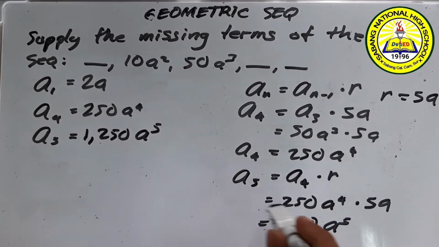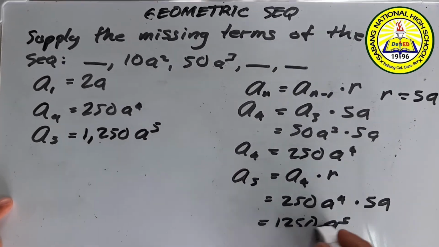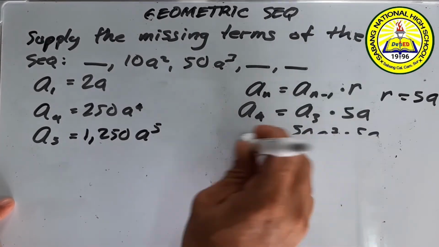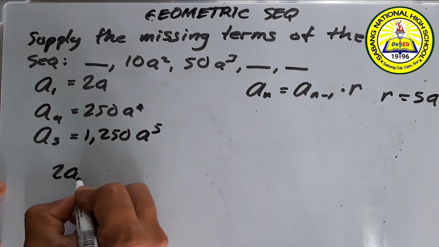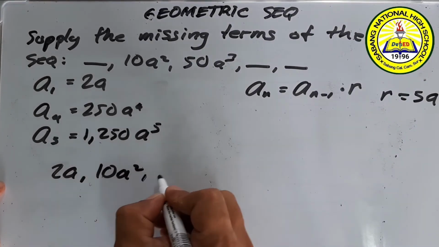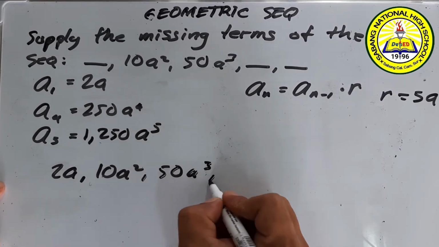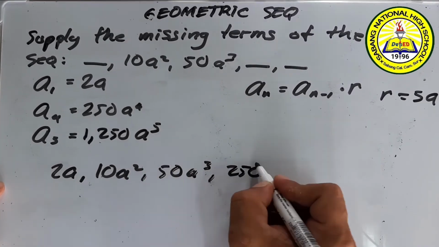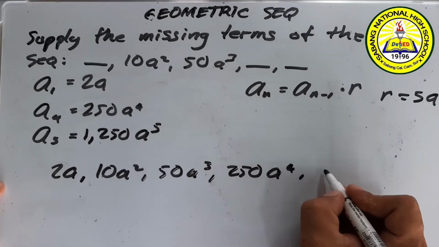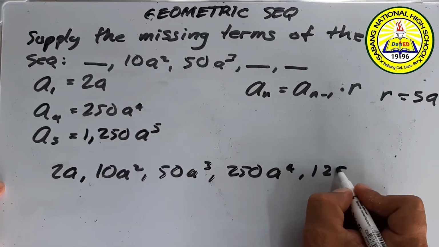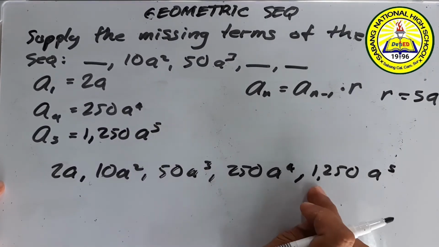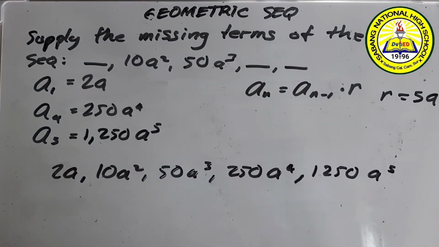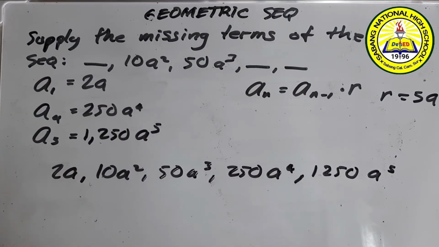Okay. So let us now write the answer for this problem. The first 5 terms now are 2a, 10a squared, 50a cubed, 250a raised to the fourth, and 1250a raised to the fifth power. Okay, so that is the solution or the answer for example number 3 on page 7 of your module.